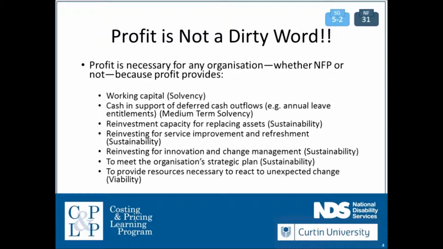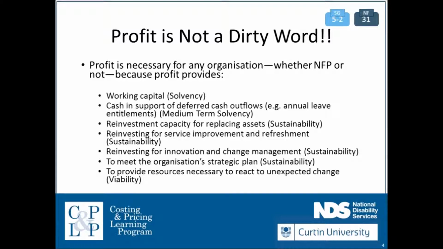Profit is necessary for any organisation, whether a not-for-profit or a commercial organisation, because it provides for working capital, which goes straight to our solvency question, but it also provides for cash to be able to pay out our deferred cash flows, so things like annual leave entitlements, what we would call the medium-term solvency risks. It also allows for reinvestment capacity for replacing assets, so that medium and longer-term sustainability, as well as the opportunities for innovating and improving or refreshing your services.